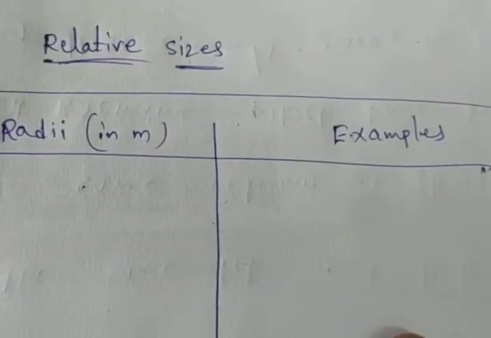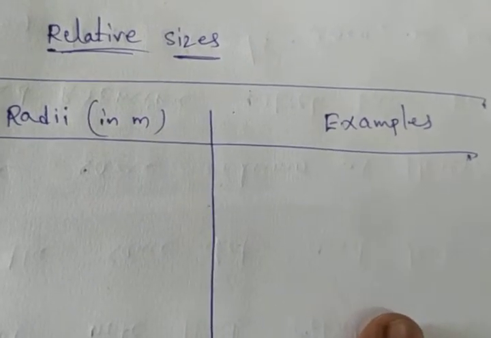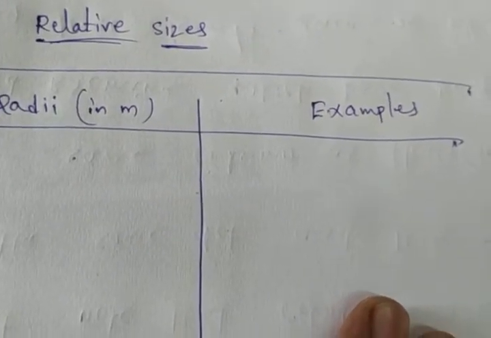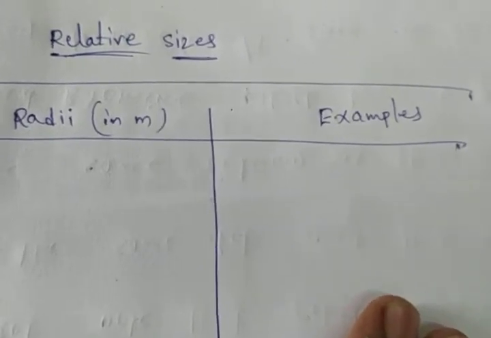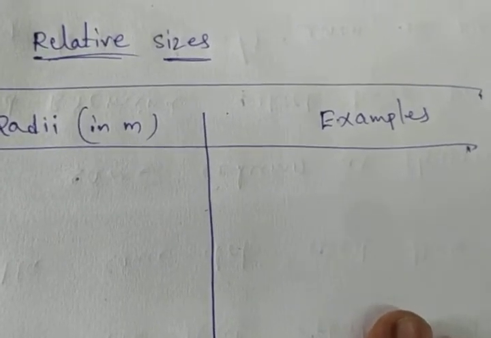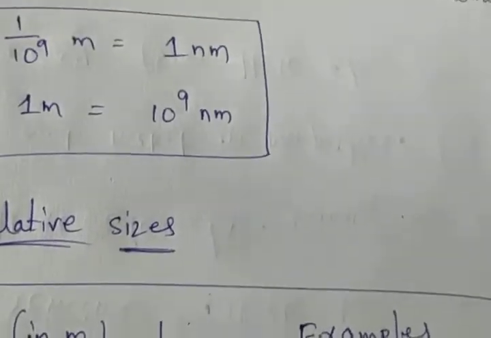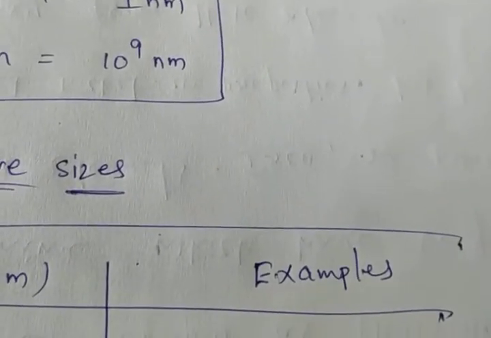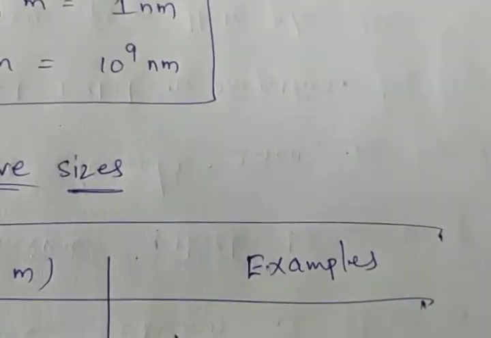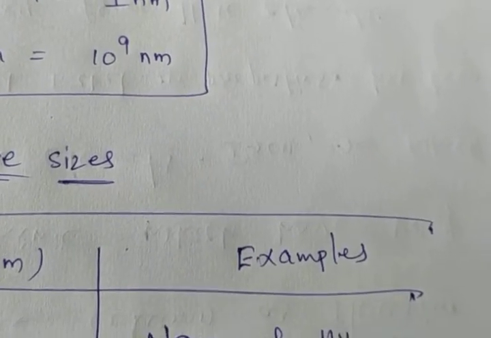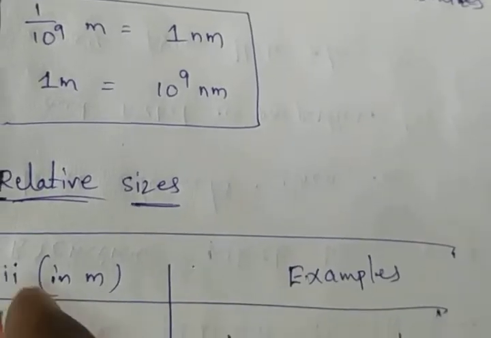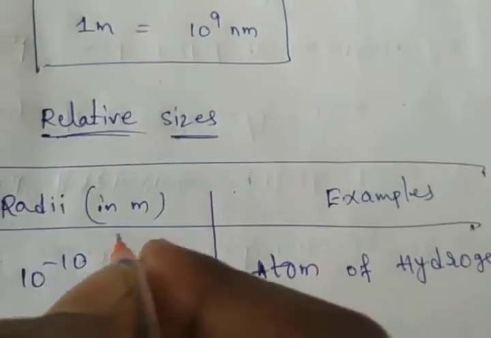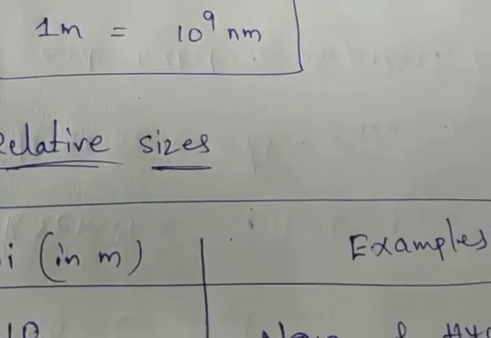First is the atom of hydrogen. The radius of a hydrogen atom is 10 to the power of minus 10 meters.